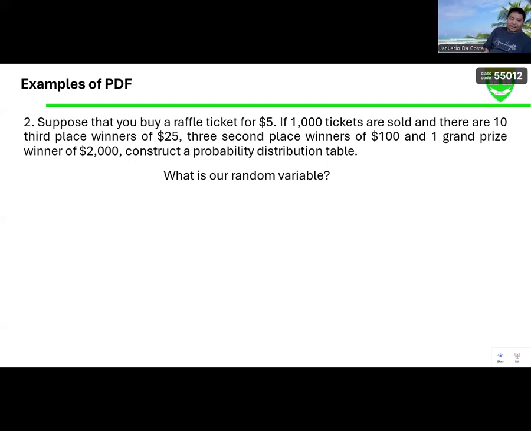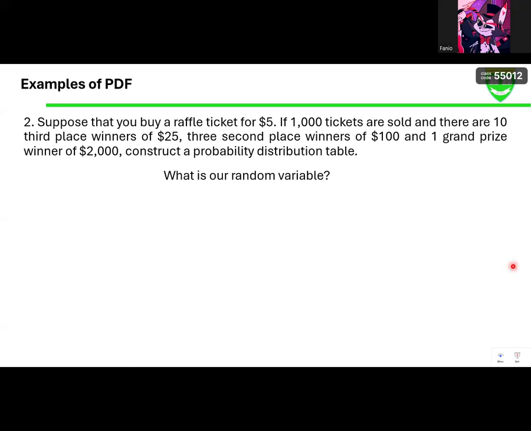Does everybody understand? Anybody? No, I'm not asking about discrete or continuous. I'm asking about what is the random variable. What is the outcome? What is it? What is the random variable when you buy a ticket? Can anybody think? It's a simple thinking.